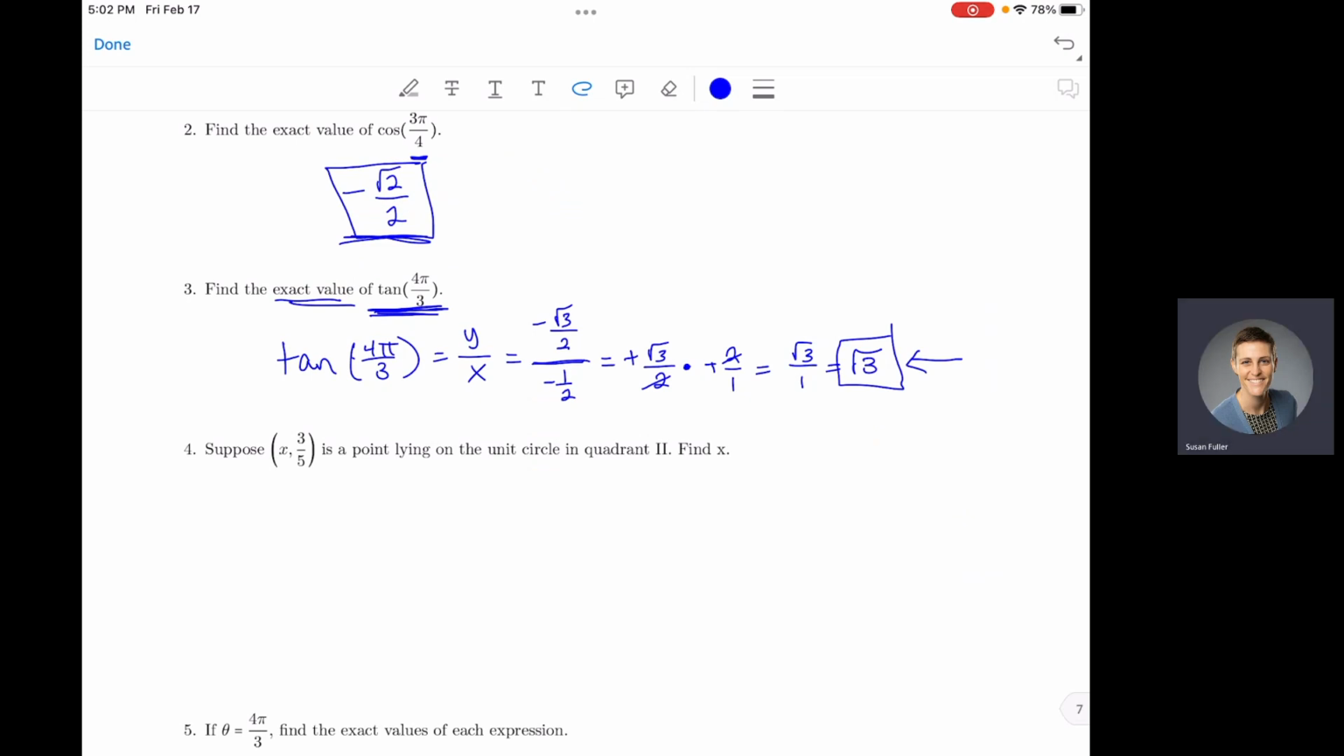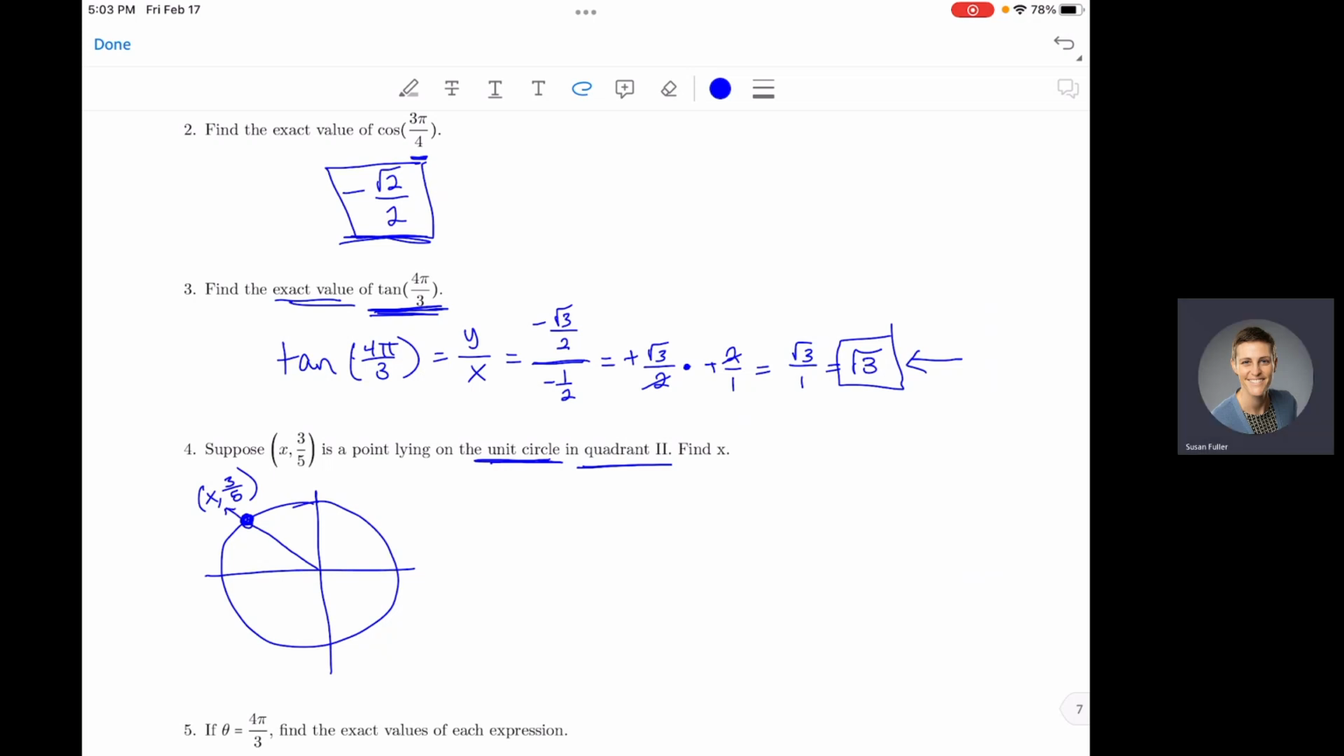All right, last one in this section here. Suppose x, 3/5, is a point lying on the unit circle in quadrant 2. Find x. Okay, well, unit circle, and it's in quadrant 2. So the unit circle has a radius of 1, and we're over here in quadrant 2 somewhere. This is x, 3/5. Now let me draw in my terminal side here.